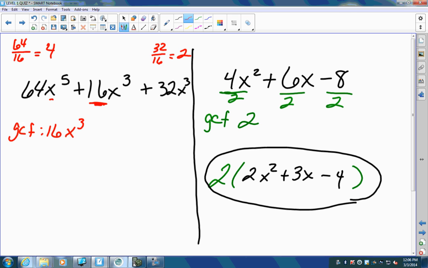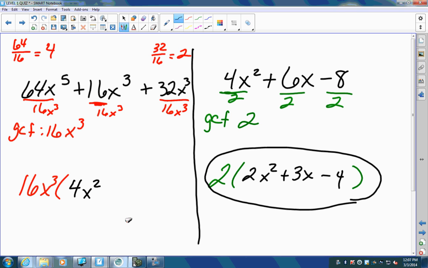Now, divide everything out. 16x to the 3rd. So now, I'm going to pull out the GCF, 16x to the 3rd. 64 divided by 16, we already said that was 4. It says I need 5 x's. I've already pulled out 3. How many more do I need? I need x squared. I need 2 of them. Now, 16 divided by 16, 1. And then I need 3 x's. I have 3 x's. That's fine.